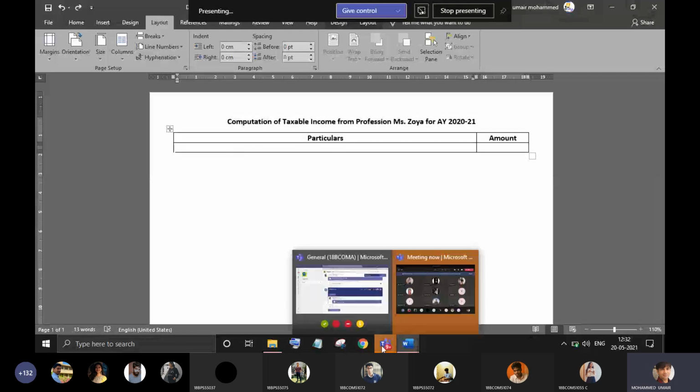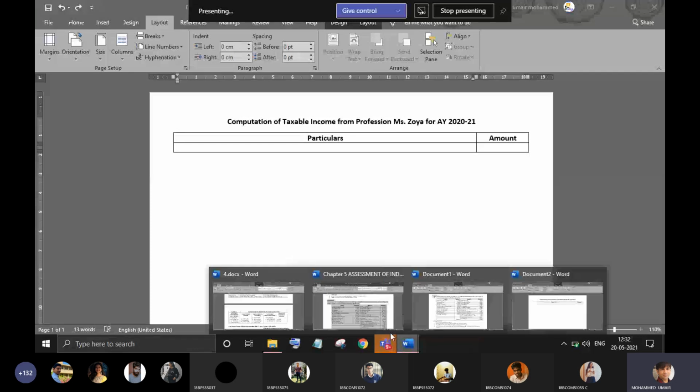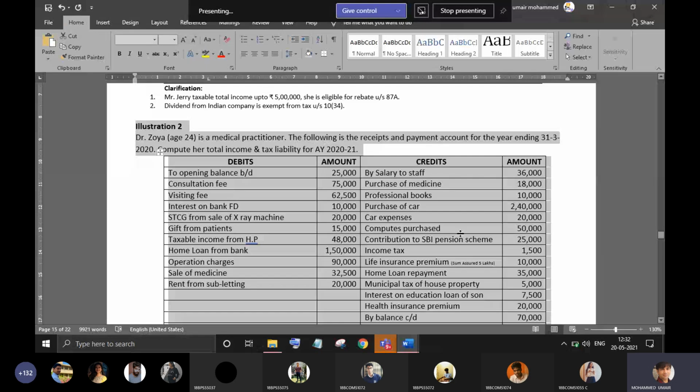Okay, so you guys know how to calculate income from profession. You have already learned this, so it'll be a quick recap for you. First, what we have to do is record professional incomes.